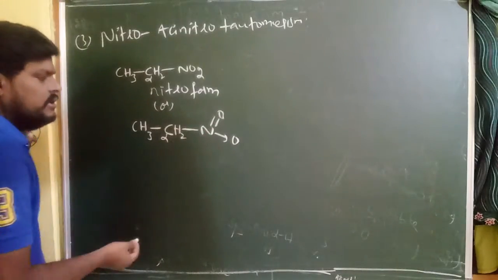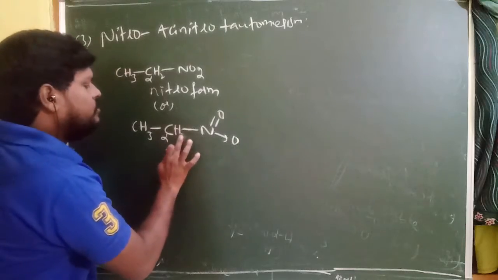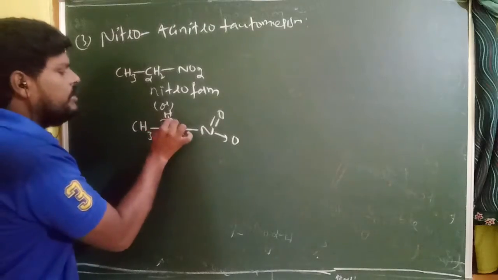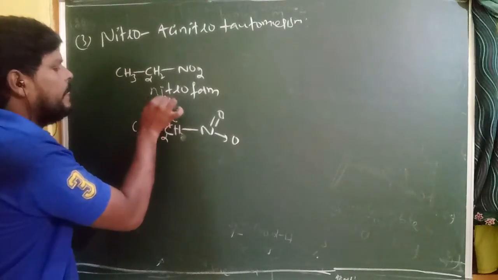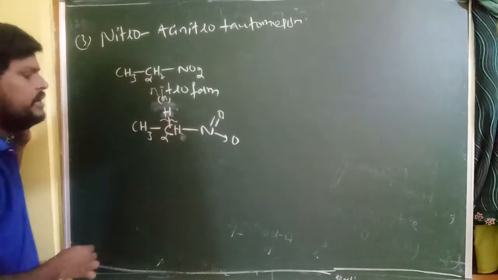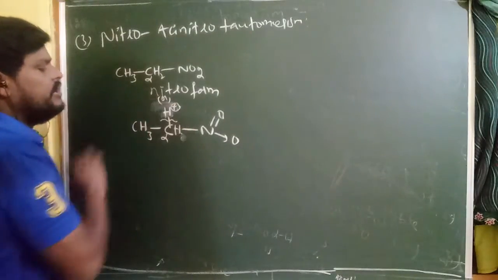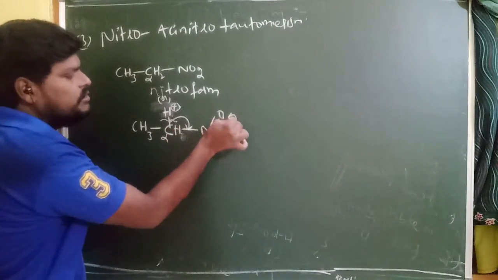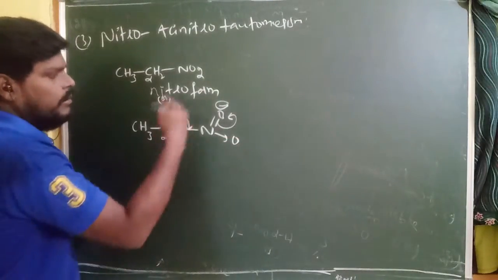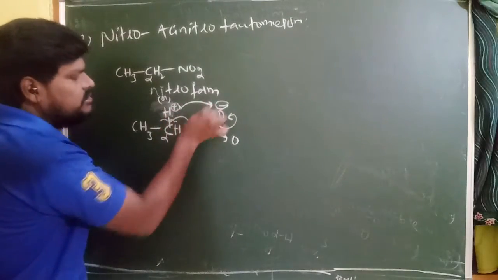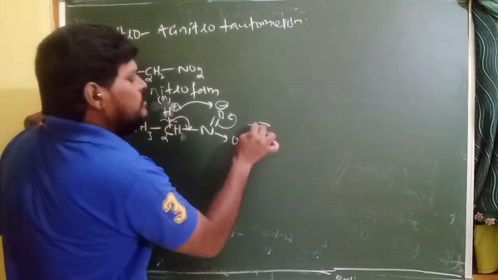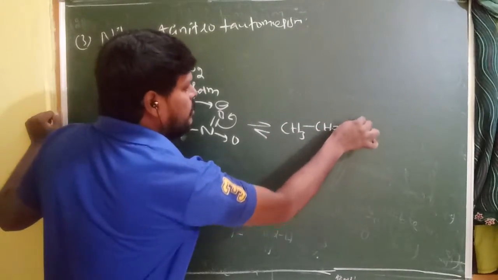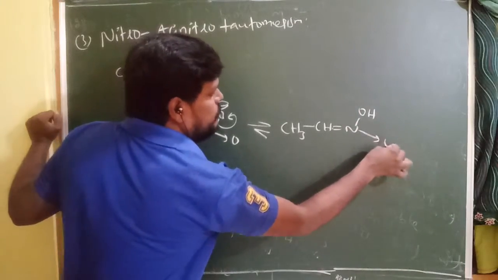This is the alpha carbon, and here two alpha hydrogens are there. So I want to use one alpha hydrogen. The bond between carbon and hydrogen breaks, and this hydrogen gets a positive charge. This bond rotates between the two carbons, and this bond rotates towards oxygen, and oxygen gets a negative charge. The positive charge of the hydrogen migrates towards oxygen to form CH3CH double bond N bond OH.